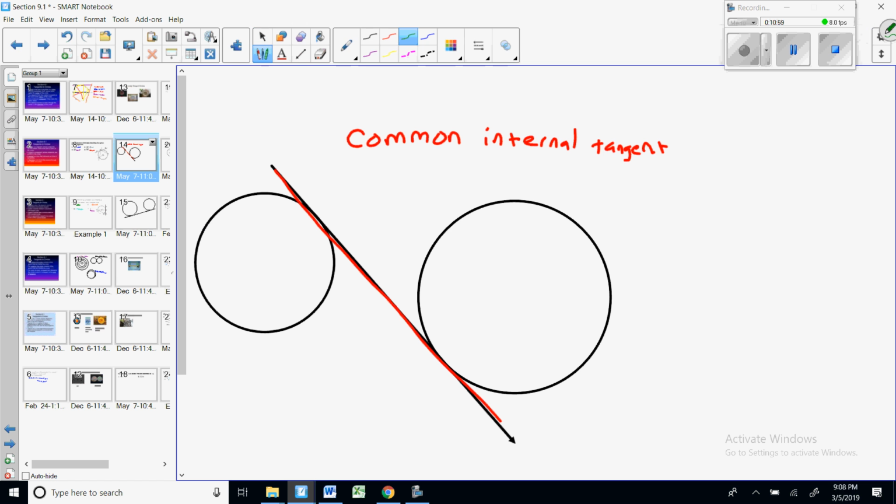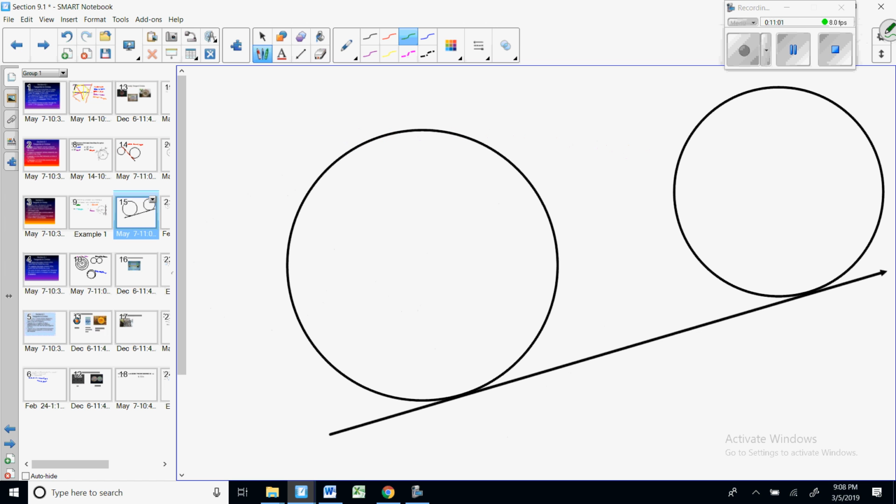Now, similarly, you can also have a common external tangent that passes along the outside edge of the circle. Okay, so this is a common external tangent. Okay, two tangent lines hitting along the edge.